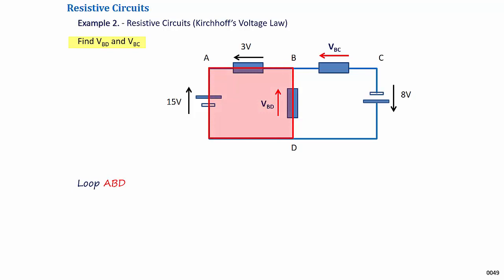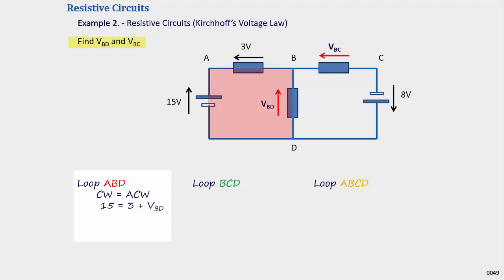There is loop ABD, loop BCD, and finally, loop ABCD. In order for a loop to be useful, it should contain one and only one unknown. So, for the first voltage, VBD, the loop ABD meets all the requirements. Taking loop ABD, by KVL, clockwise voltages equals anti-clockwise voltages.